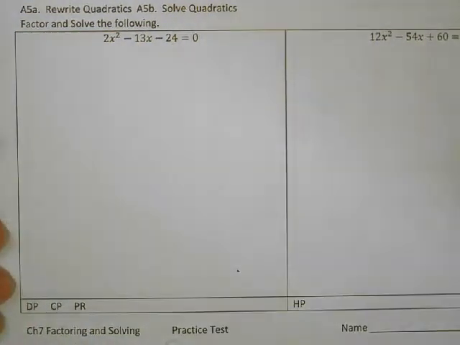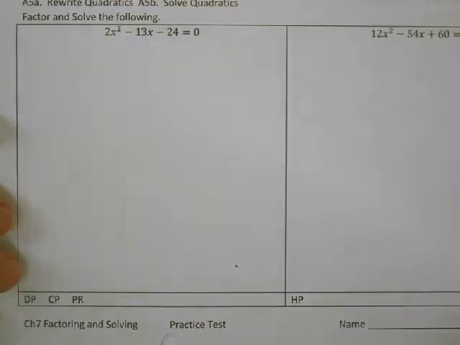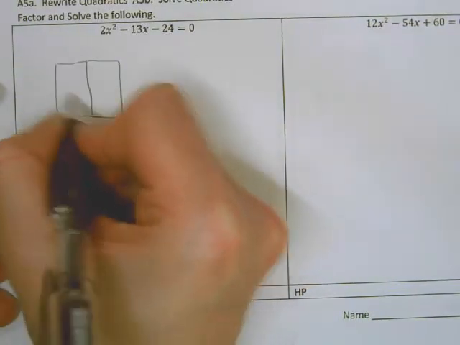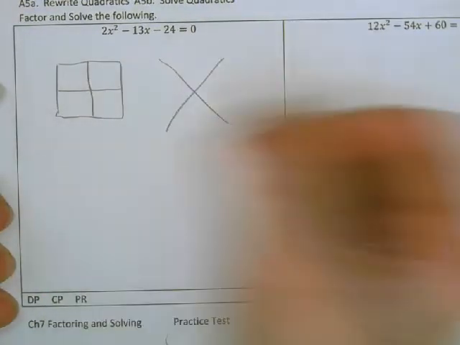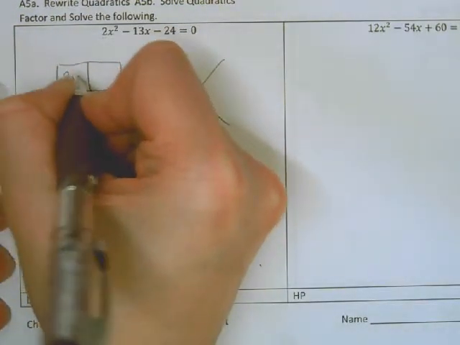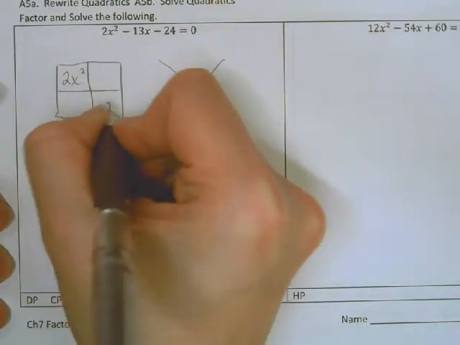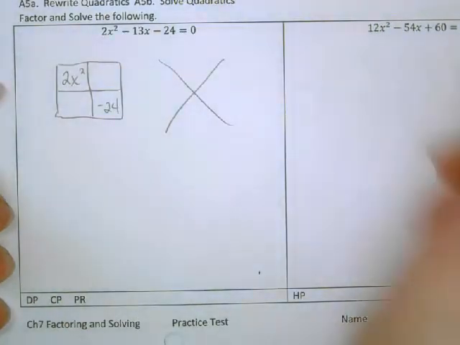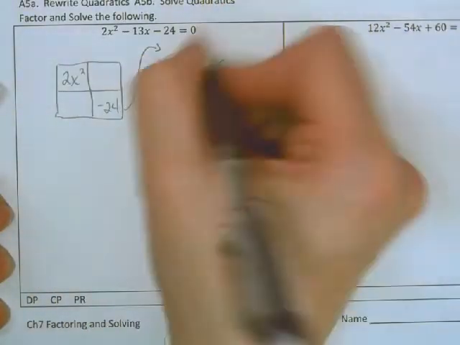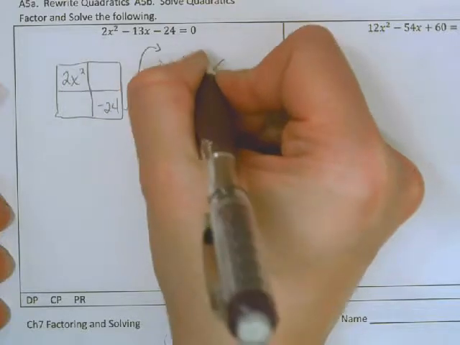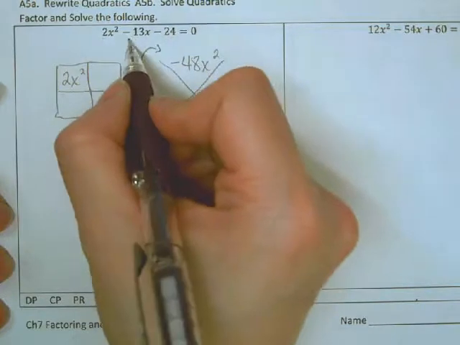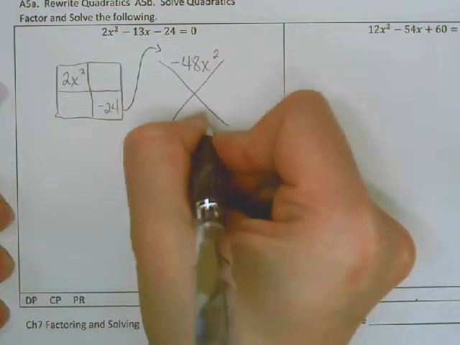So I'm going to jump straight into either box and diamond or grouping. I'm going to go ahead and use the box and diamond because it seems like more of my students are comfortable with that particular method. So if you went to Franklin High School, it's likely that's the one that you learned. So we have 2x squared, and then in the opposite box, negative 24. I take those two terms, and I multiply them to give me my top number. 2x squared times negative 24 is going to give me negative 48x squared. My bottom number is going to be my middle term at negative 13x.